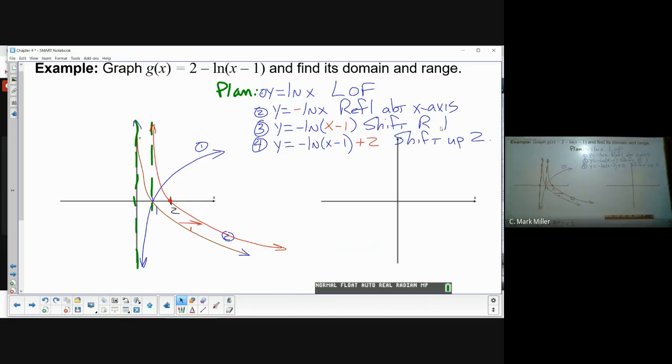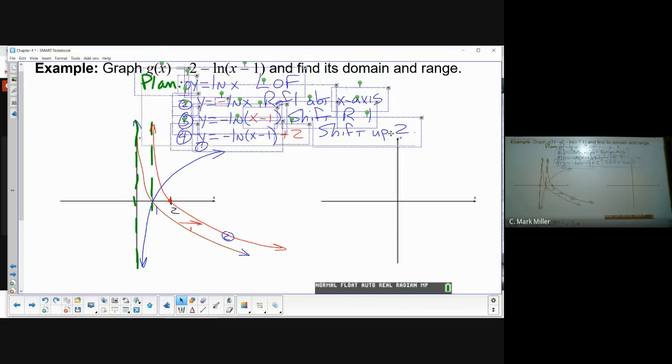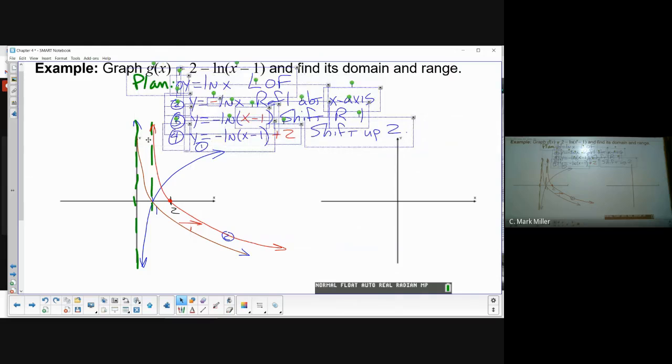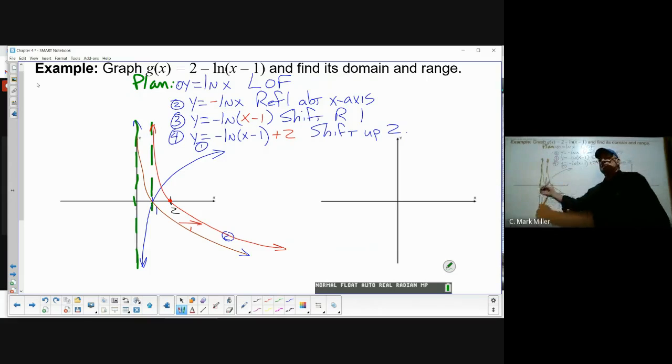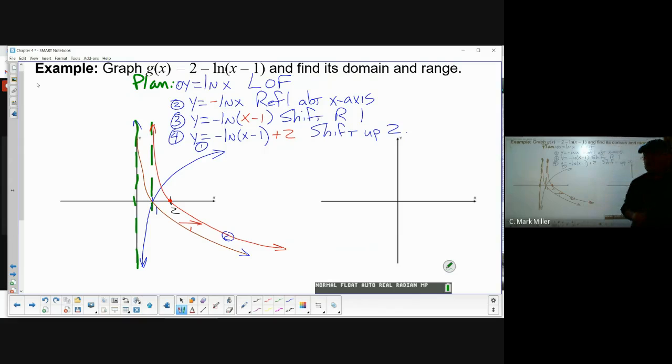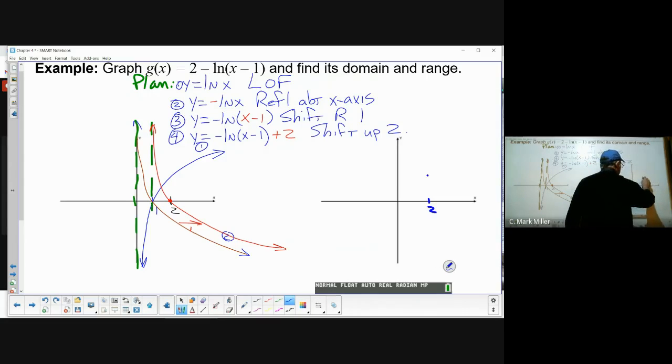I'm going to take all that stuff and move it over. So when I take the red one and go up 2, that's not going to impact my vertical asymptote. It just slides up that asymptote, right? This point here will go up 2. So over here, I have the point 2. It's going to go up 2. So that's the point 2, 2.